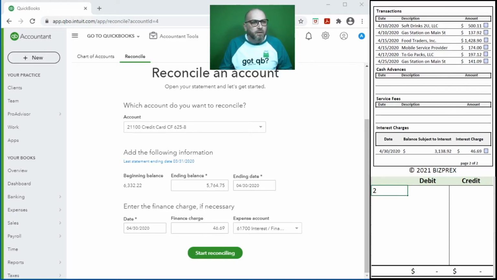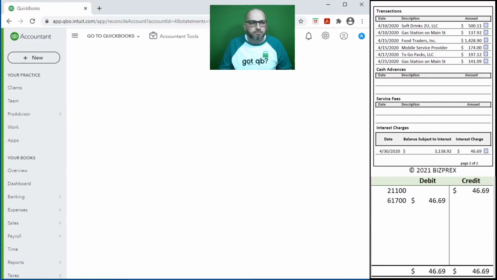So, what's happening? Well, they're going to add that finance charge to our credit card balance. Therefore, our liability will go up, so it has to be credited. What else is happening? Our expenses on finance charges and interest go up. Expenses go up when debited. Debits and credits are in balance. Again, as we've seen before, even though it's entered once, it is both a debit and a credit. It's a debit to account 61,700, and it is a credit to account 21,100. Let's start reconciliation.